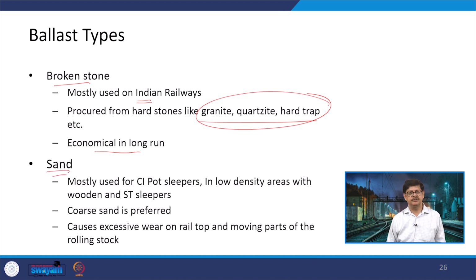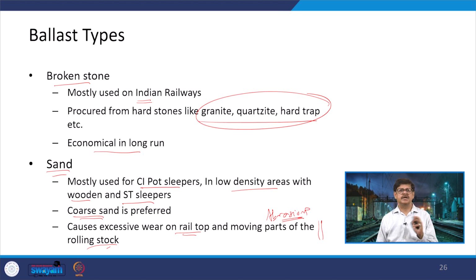Sand is another one which can be used, but sand is used mainly for PI or cast iron pot sleepers, or in low density areas, or with wooden sleepers or with ST sleepers also. But when sand is being used, it shall be coarse sand, and it causes excessive wear on the rail top and moving parts of the rolling stock. So, that is a problem. There will be an abrasion condition which will come up slowly, and you will find defects on the top of the rail surface or on the sides of the rail surface, because the sand will get accumulated there, and when the wheel passes over that, it will work as a grinding action. So, this grinding action will create a problem.